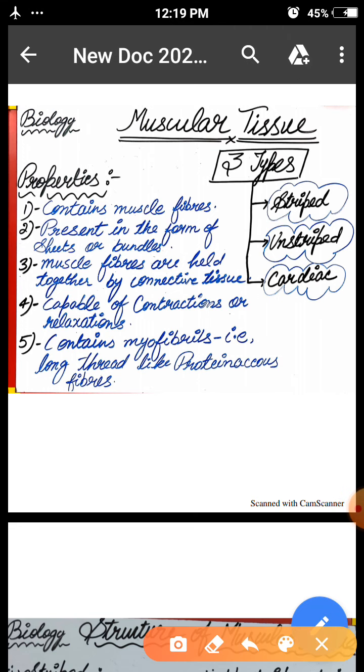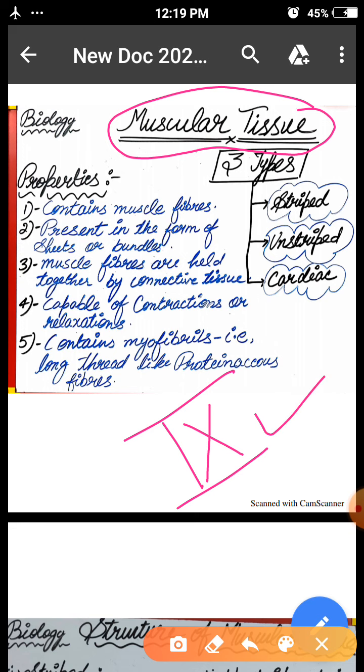Dear students, today I am going to explain the topic muscular tissue of class 9th. Right? What is the definition of muscular tissue? The tissue which forms muscles and brings movement in the animal body or organism body is called muscular tissue.